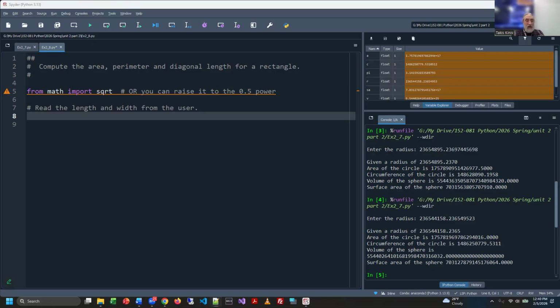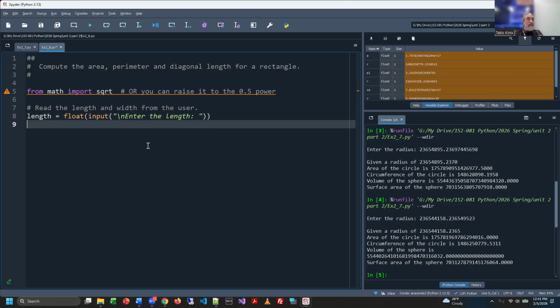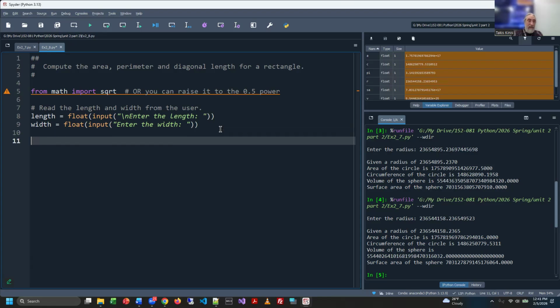So here's what I did for length. I created a variable called length. I prompted to enter the length. Notice the backslash n for an extra blank line there. Converted it to a floating point and stored it. And you can guess pretty quickly that width was basically the same. Enter the width, convert it to floating point, store it in a variable called width. Then we're ready to do some math, right?